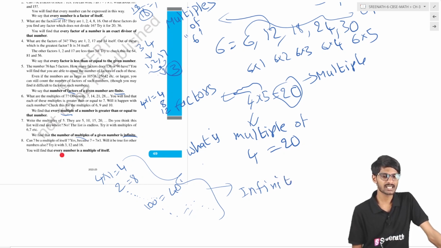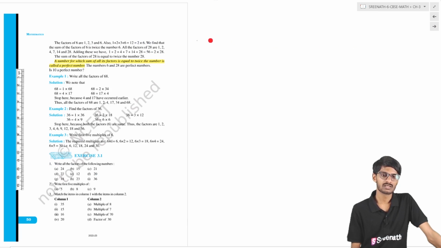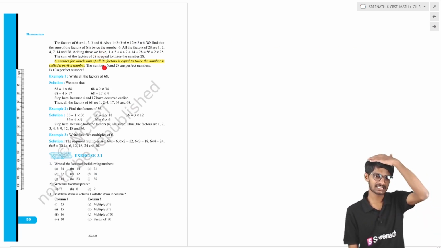Okay students, next thing is, every number is a multiple of itself. If you see 7, what is a multiple of 7? You can first write it as 7 1s are 7. So it is a multiple of this number. So every number is a multiple of itself, and the multiples of every number are infinite. Those are about factors and multiples of numbers.